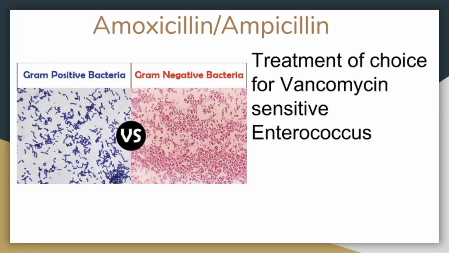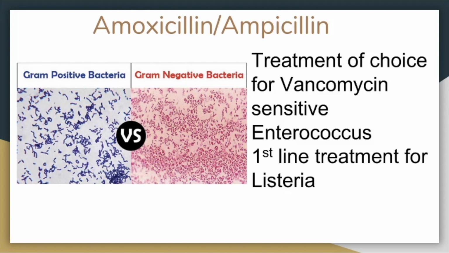So a couple key points. This is a treatment of choice for vancomycin-sensitive Enterococcus. So Enterococcus used to be a strep, so it kind of makes sense that penicillin is going to kill it. It's also the first-line treatment for listeria. There are other medications that also treat listeria, but remember ampicillin.